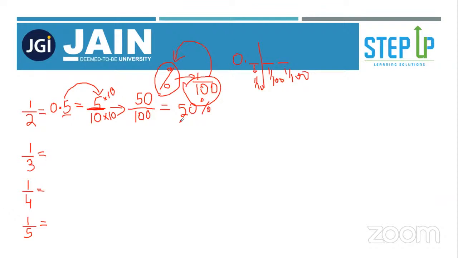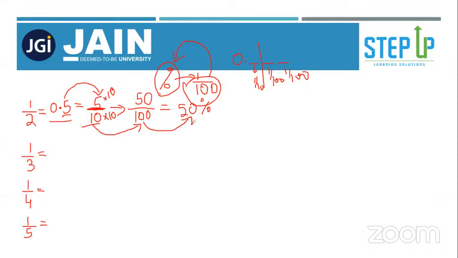Okay, fine. 1 by 2, the decimal value is 0.5, or I can write it as 5 by 10. Converting into percentage, 50 by 100. I can write the by 100 as the percentage symbol. So it is 50 percentage. Are you clear with that?